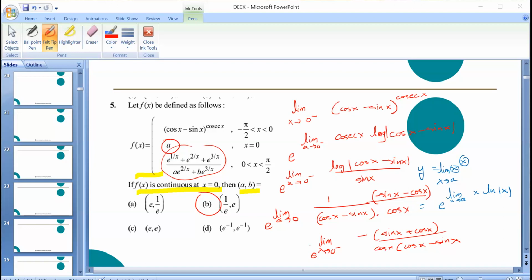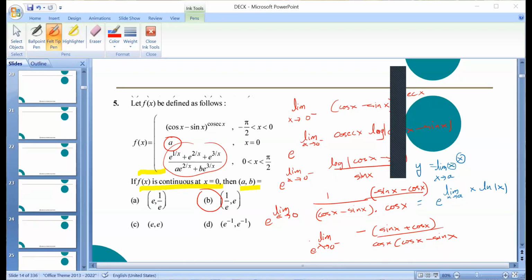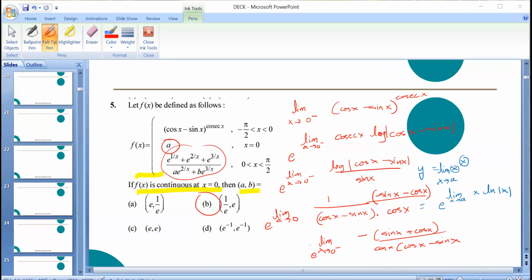All the questions will be very difficult, because these are JEE questions, not easy questions. I think this will be the last question. Question number 6.